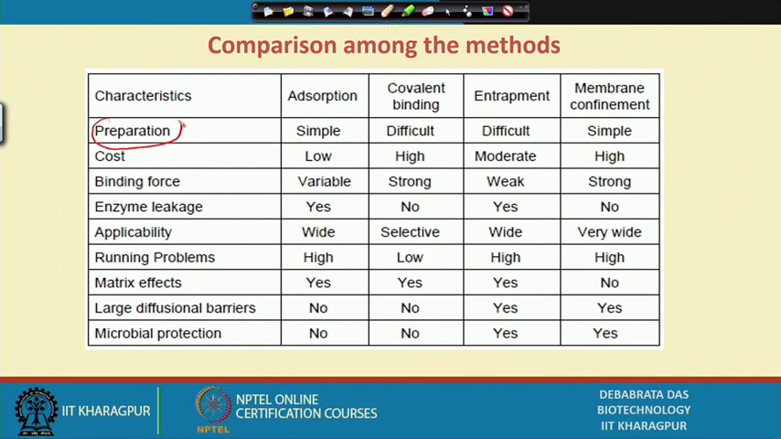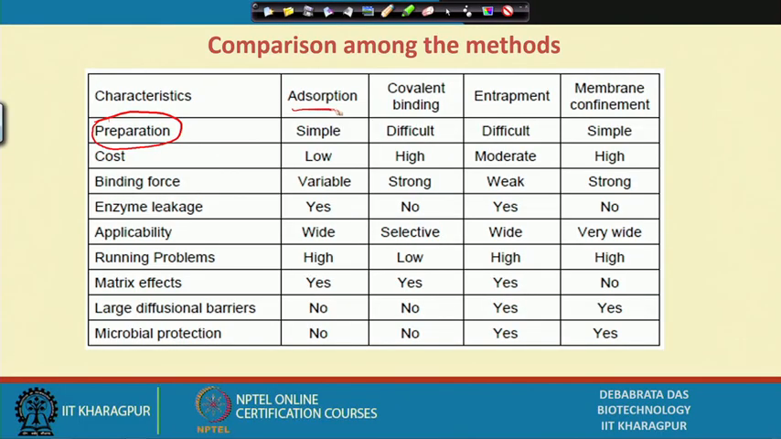So, the first point is the preparation. What do we mean by preparation? We mean whether the method of preparation is easy, what you are looking for, or whether it should be difficult. If one of the criteria for choosing the immobilization technique is that the preparation should be simple, then we should go for the adsorption technique. This is simple. But when you go for covalent or entrapment, it is very difficult, and membrane confinement will be comparatively simple.